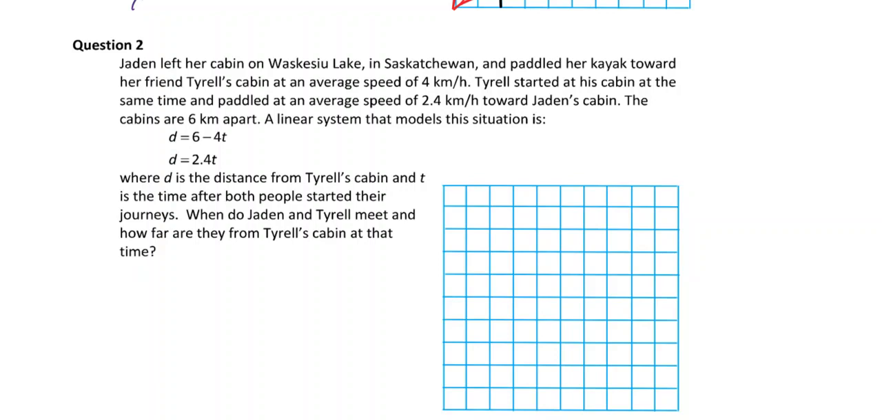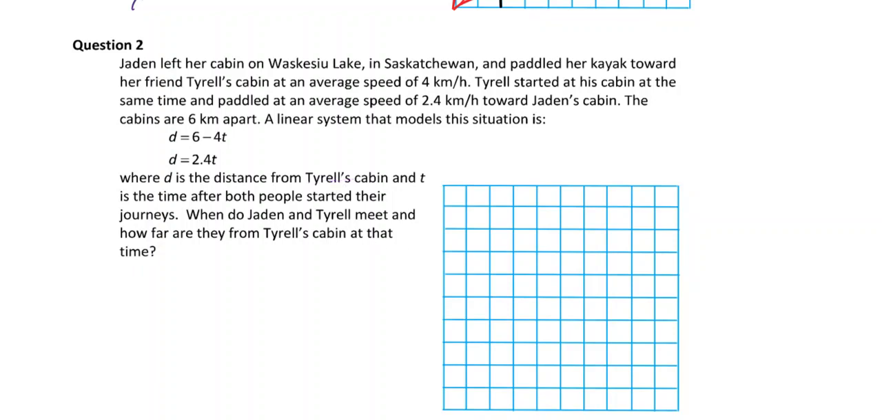A linear system that could model this situation is, so they've actually given it to us. We're later on going to have to write these for ourselves, but they've just given us this one, where D is the distance from Tyrell's cabin, and T is the time after both people started their journeys. When do Jaden and Tyrell meet, and how far are they from Tyrell's cabin at that time?